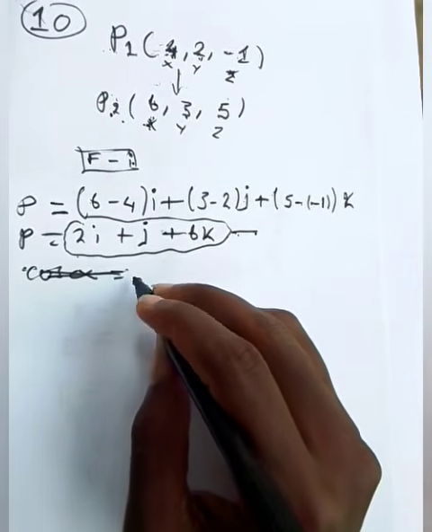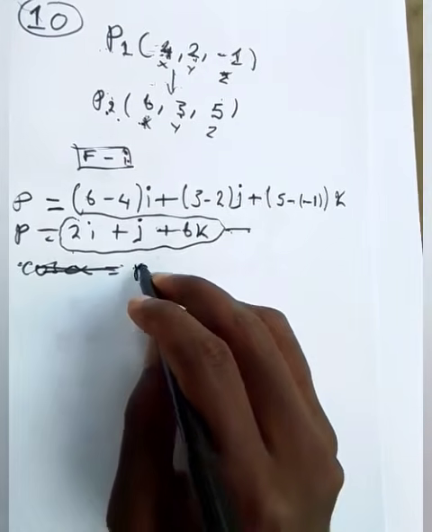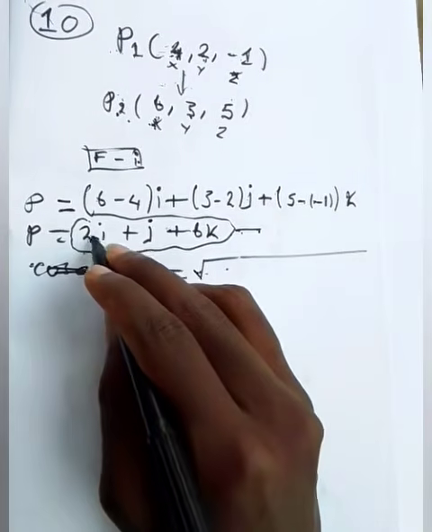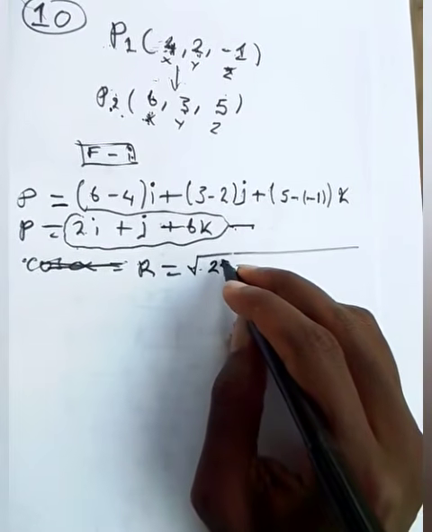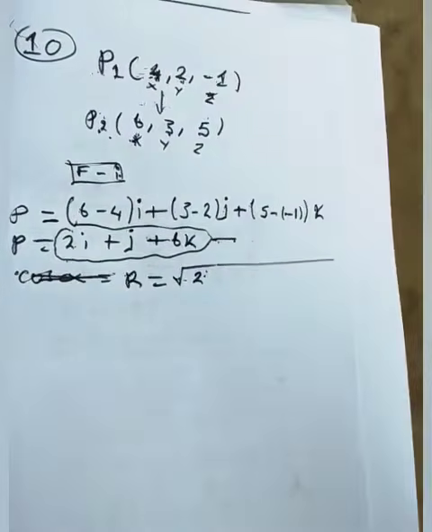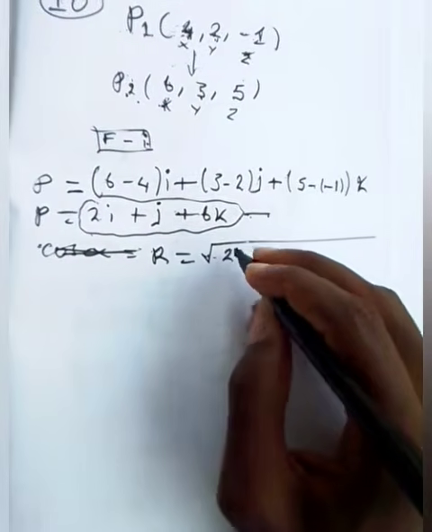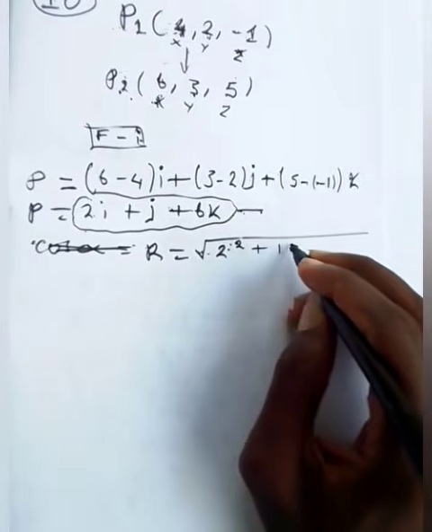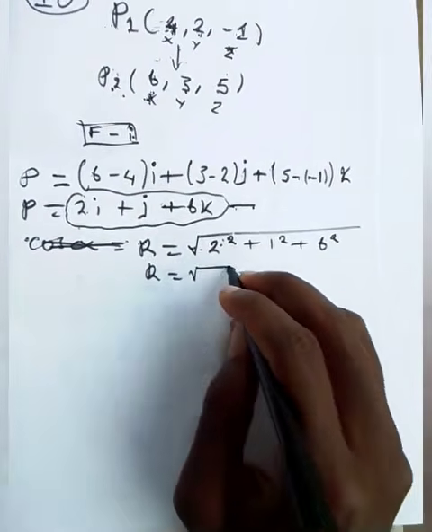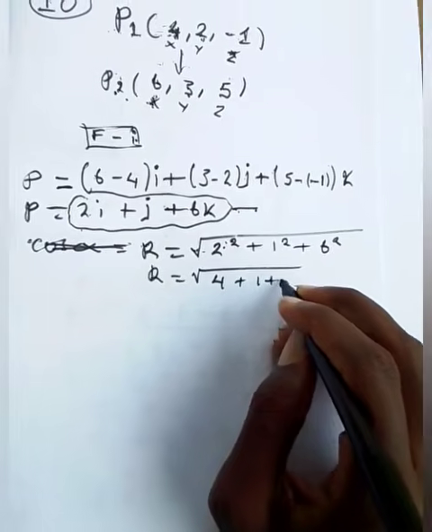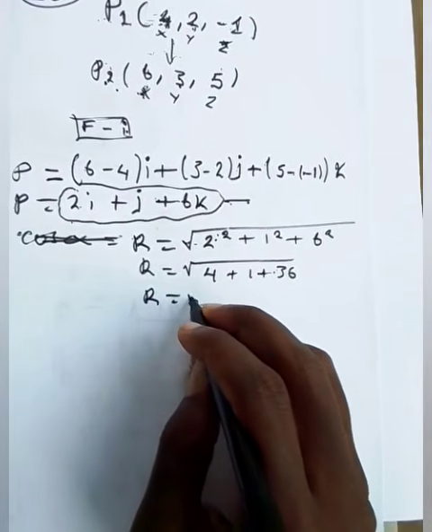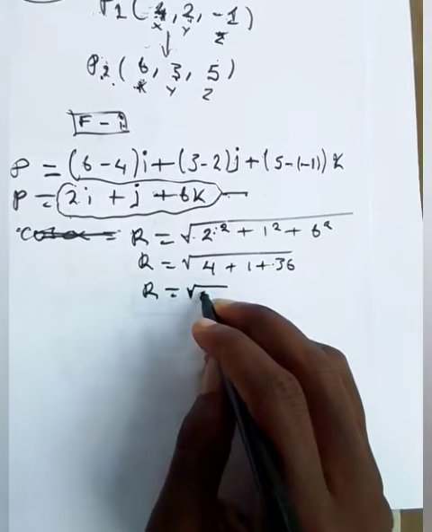So now I'm going to find the resultant. So resultant is simply equal to the coefficients of i, j and k. For now, forget about all these. We are going to be using this for our next calculations. So we say 2 power 2 plus 1 power 2 plus 6 power 2. So R is going to be equal to 4 plus 1 plus 36. So R is equal to square root of 41.